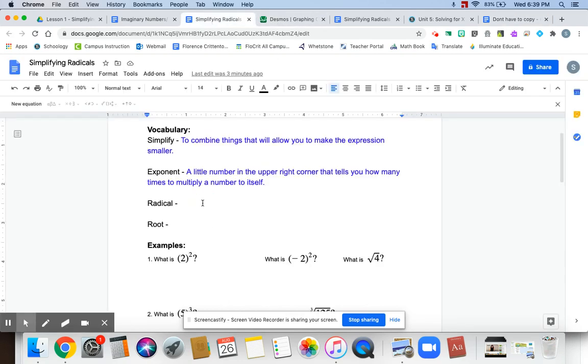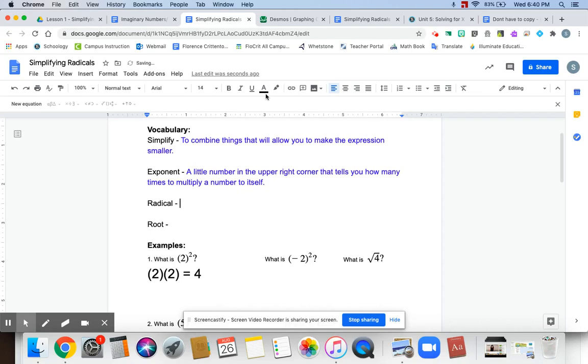All right, so, oh yeah, quickly, it tells you how many times to multiply that number to itself. So in this case, when it says what's 2 to the power of 2, it means you're going to take 2 and you're going to times it by itself. And 2 times 2, and we're going to do it twice because there's a little 2 up there. And 2 times 2 is 4. So the answer to 2 squared is 4.